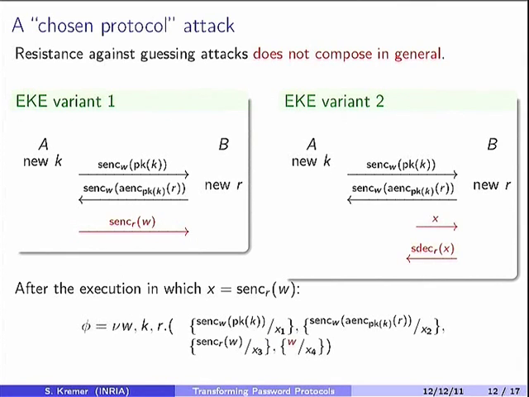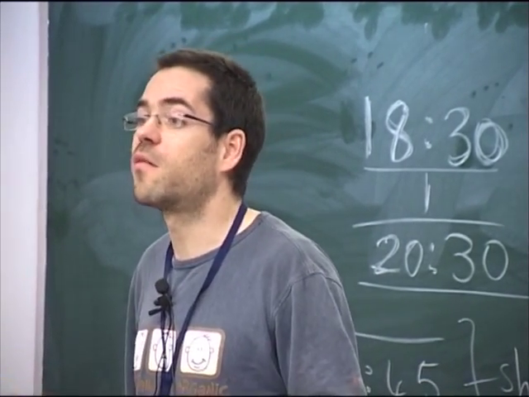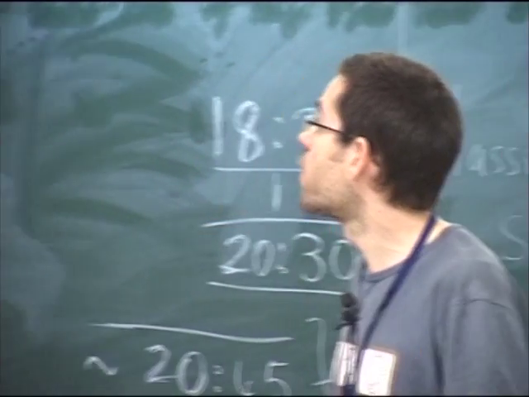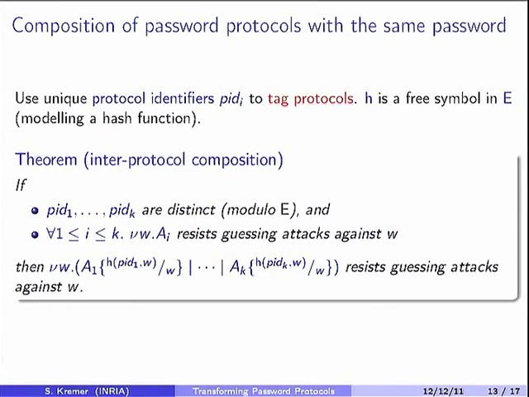Again, individually, this protocol is correct, but now when I'm putting them together, you can use the last message here as the input of the second protocol, and you're getting back the password in plain text. And so you have a trivial guessing attack, because W will be in your frame, so when you're extending the frame with the right password, you can just check that this variable is equal to the variable that has been added. So there's a trivial attack.